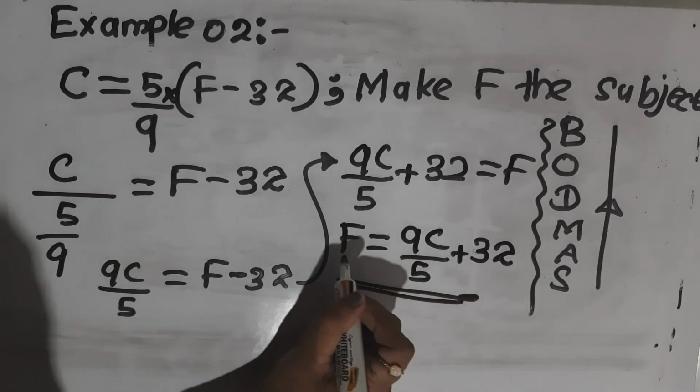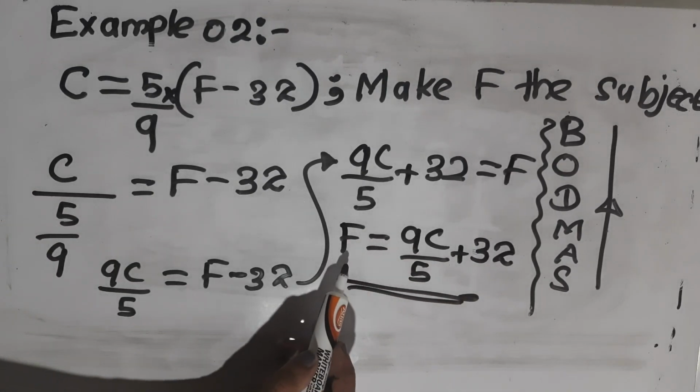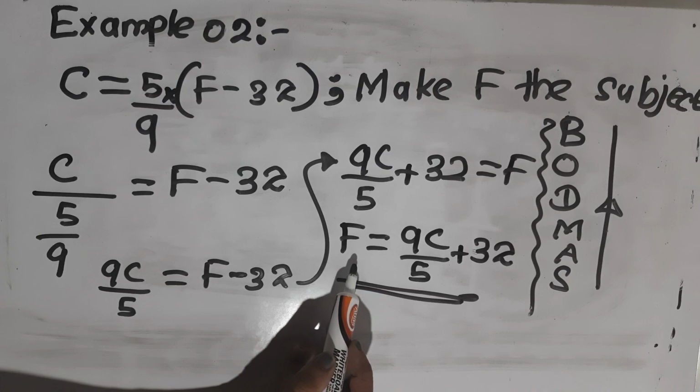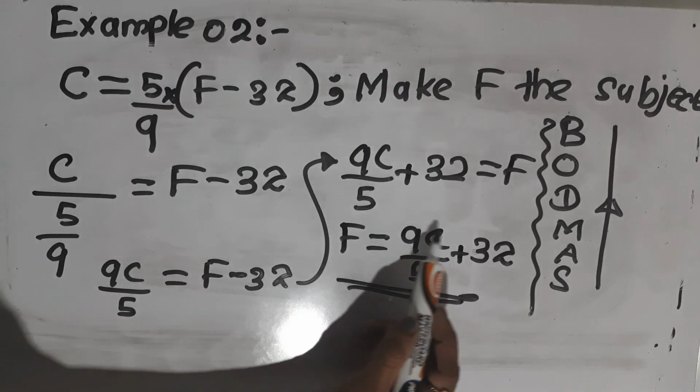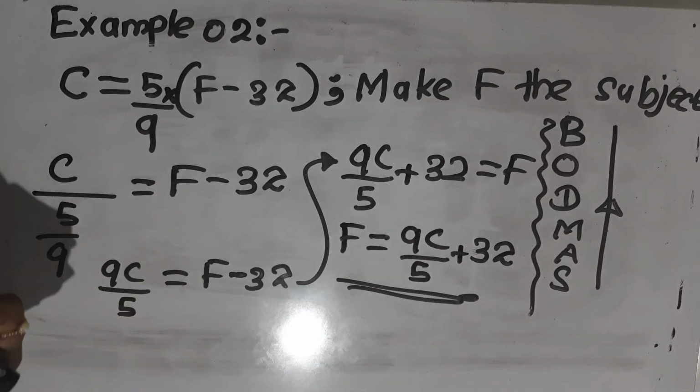So here f is the subject. f has been isolated. f is the subject. f equals 9c over 5 plus 32. Hope you could understand.